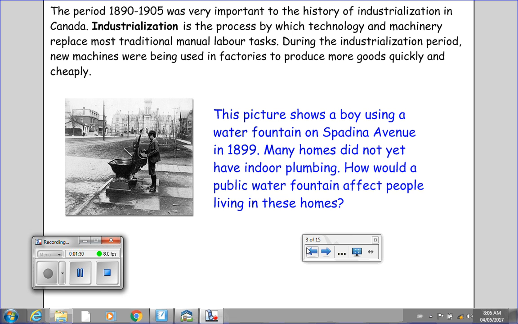Take a look at this picture on the left. This picture shows a boy using a water fountain on Spadina Avenue in 1899. Many homes did not yet have indoor plumbing. How would a public water fountain affect people living in these homes? Please put the video on pause so that you can write down your response to this question. Now let's continue.